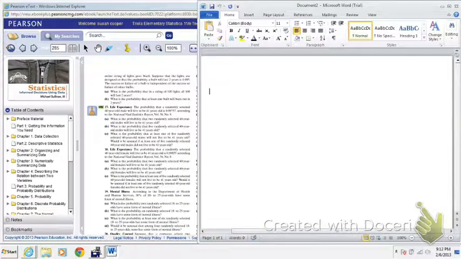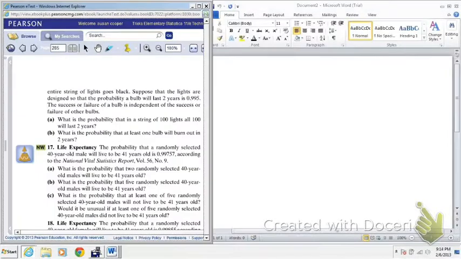Okay, so I am going to be picking number 17 here, and I'm going to read it for you. It says the probability that a randomly selected 40-year-old male, it may look a little blurry to you because of the font. Let me hit pause and try to zoom in. Okay, maybe that font's a little bit better for you.